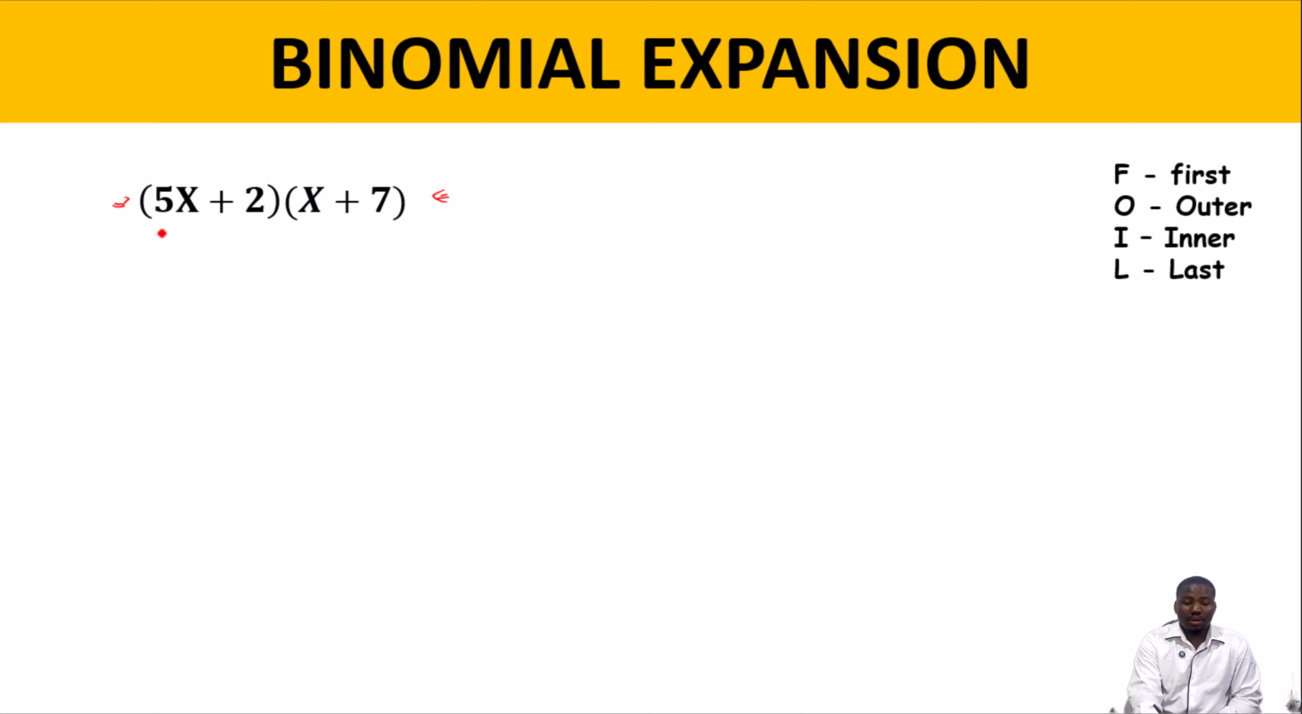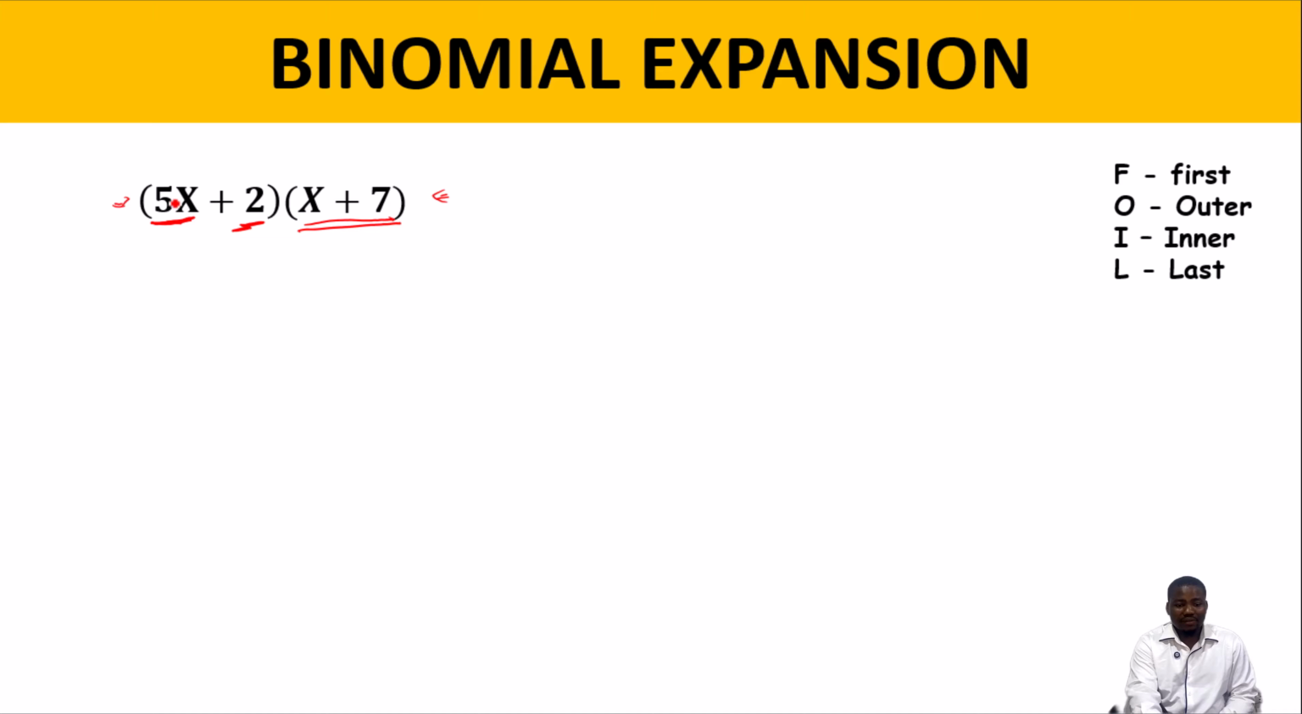Now, the whole idea is that you take the first number of the first binomial and multiply it with everything in the other bracket. After that, you take the second number, multiply it with everything there, and you are done. Then you simplify, you solve, collect like terms and all of that.